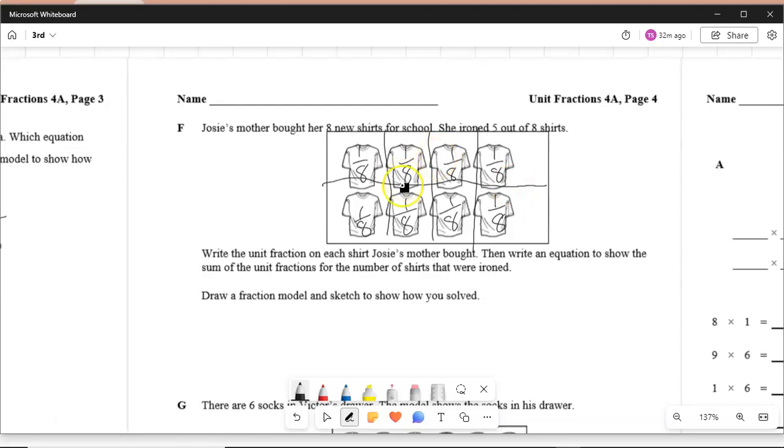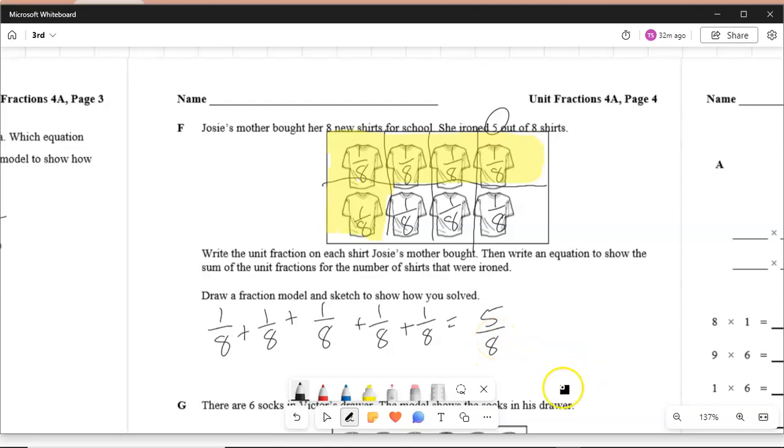Okay, and it's asking about the shirts that were ironed. It looks like she ironed 5 of them. I'm going to shade in those 5. That's going to be all on this top row. That's 4. And one more would be 5. So that's my fraction model right there. And then if I'm going to write a number sentence using unit fractions, that'd be 1/8 plus 1/8 plus 1/8 plus 1/8 plus 1/8 equals 5/8 of the shirts that are ironed. And that's how we'll solve that one. Let's go ahead and look at G.